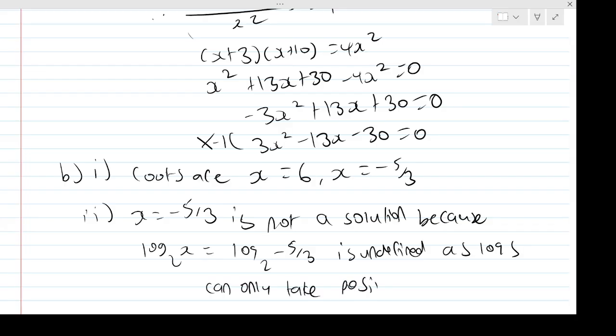Or positive inputs, right? And there we are, or positive values of x, whichever you want to say it. But the point is we can't have a negative inside the log, so that cannot happen. Cool.